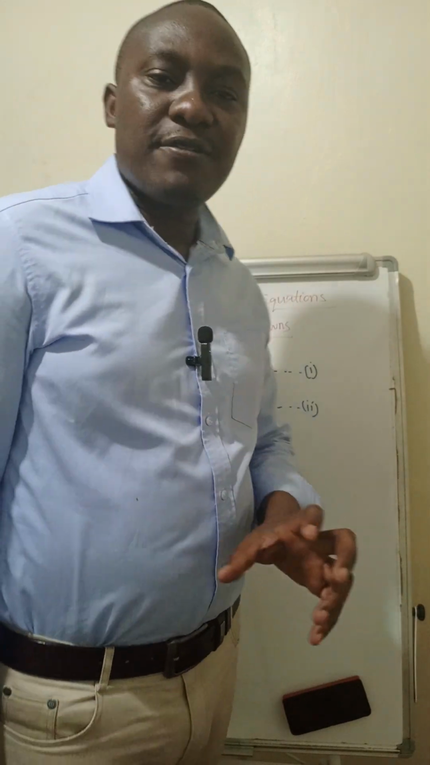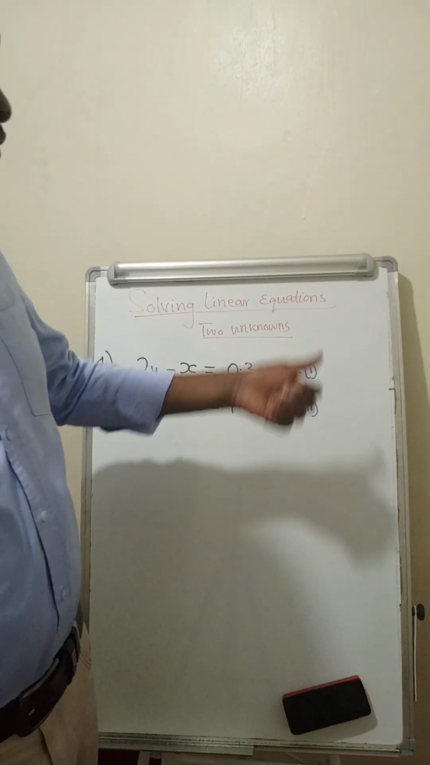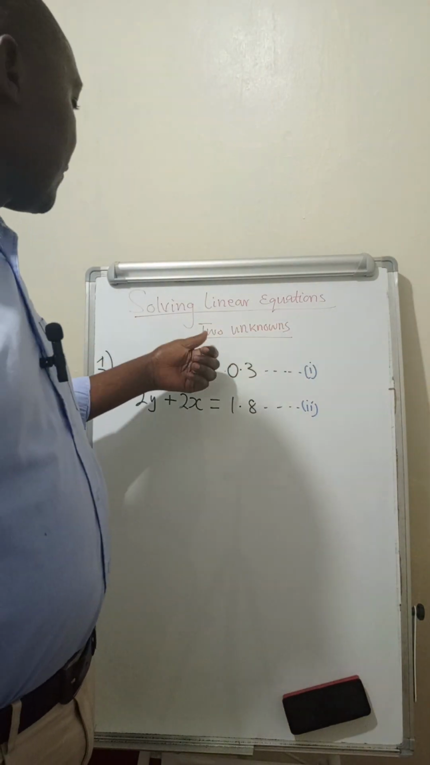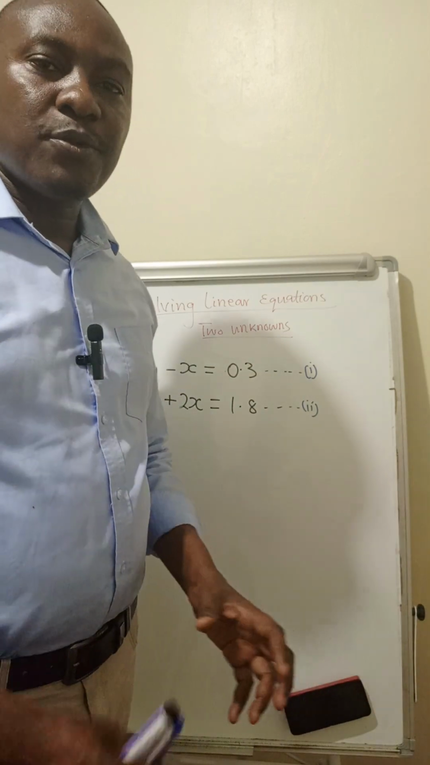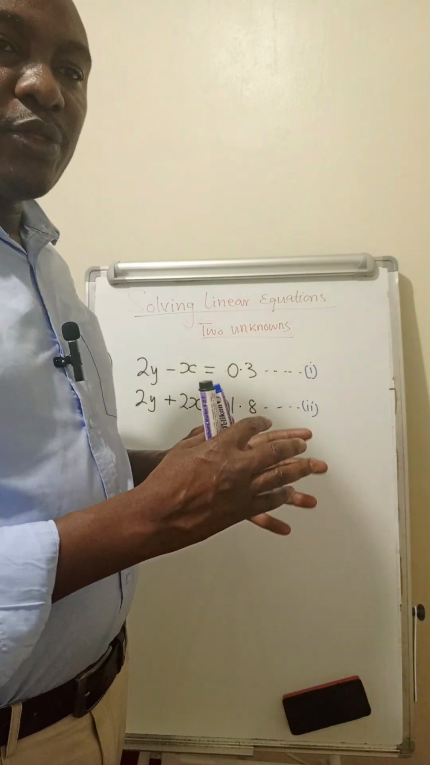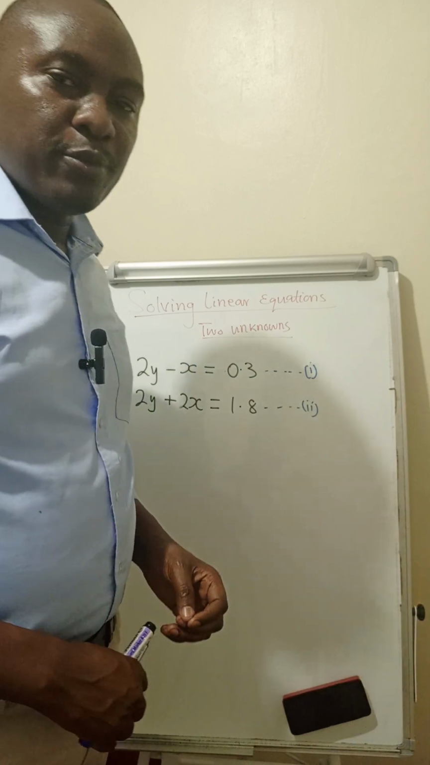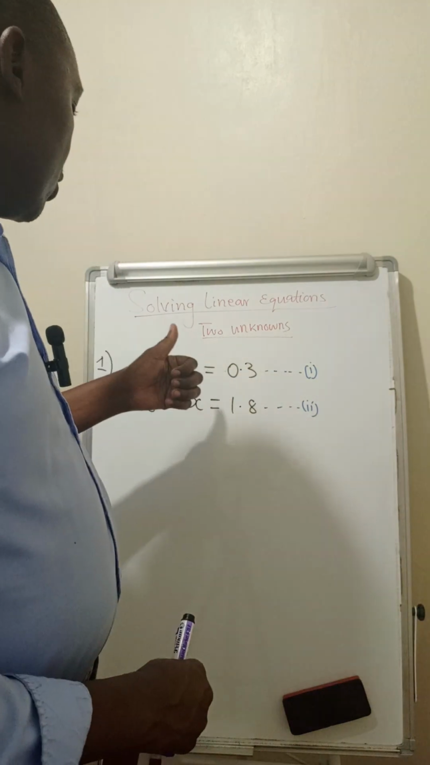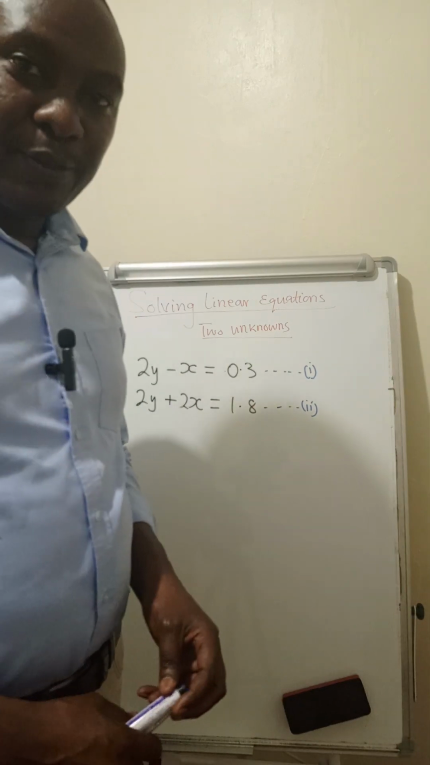We last had a topic of solving linear equations that involve two unknowns. We had worked out some questions. We were dealing with whole numbers and also fractions. Now today, like I promised, I will do the ones involving some decimals.